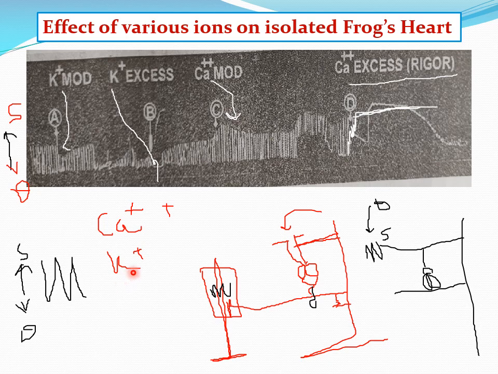Potassium is required for repolarization. How does it occur? It is due to the opening of potassium channels. Here, if we directly pour potassium, students, when you see depolarization and repolarization, for repolarization potassium is required, there is opening of potassium channels.